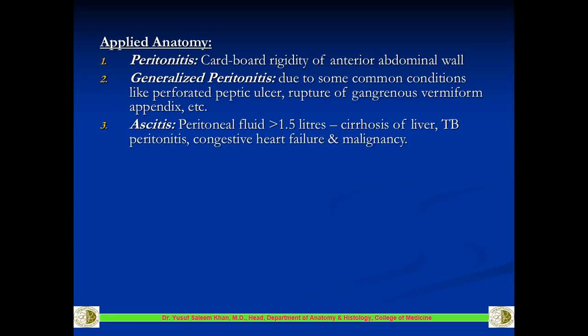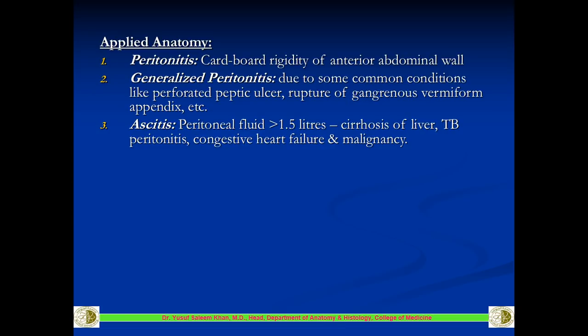And this is a very common condition which is seen with cirrhosis of the liver as well as tuberculosis of the peritoneum itself, TB peritonitis. Then there might be congestive heart failure, which also leads to ascites, as well as malignancy. So these are the four most common conditions where you can see that ascites is a common symptom.